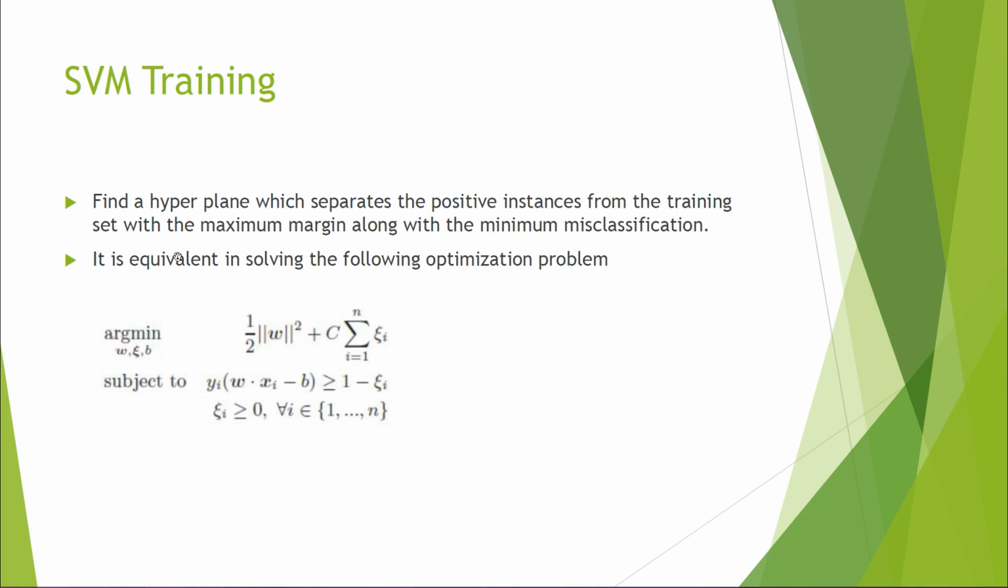It has already been discussed in the class, so I'm just going to briefly introduce it. SVM training is to find a hyperplane which separates the positive instances from the training set with the maximum margin along with the minimum misclassification. This problem is equivalent to solving the following optimization problem. So this is the objective function, this is the margin, and this is the penalty.